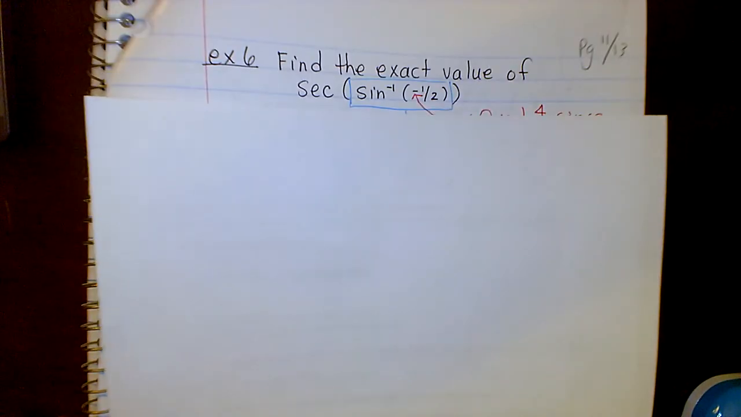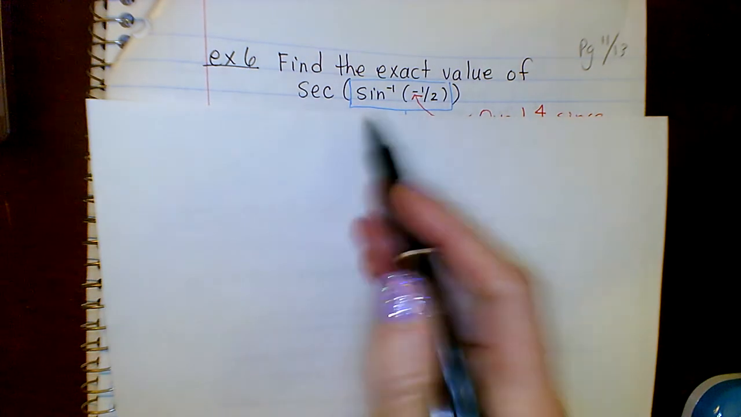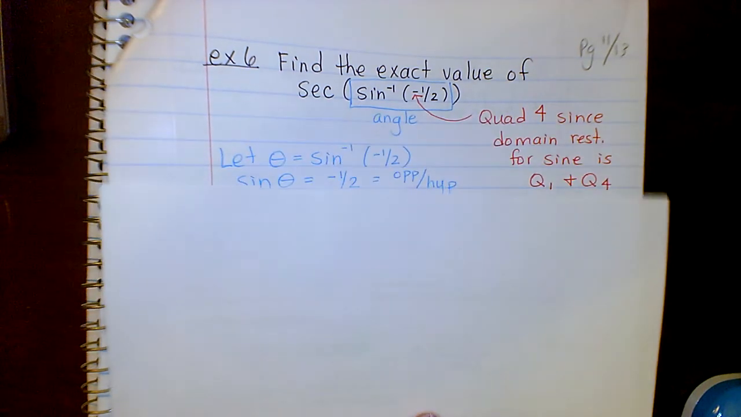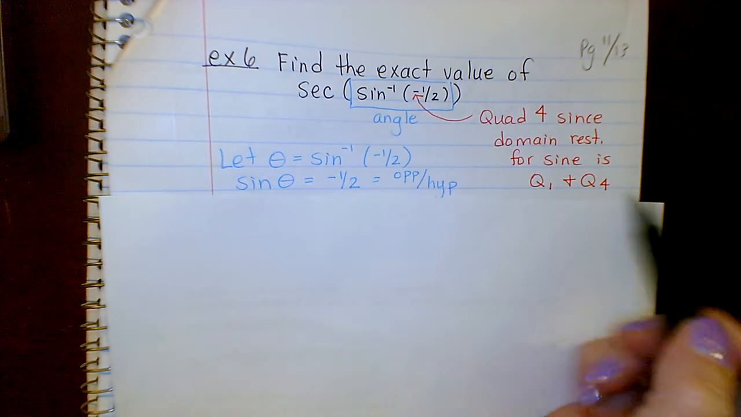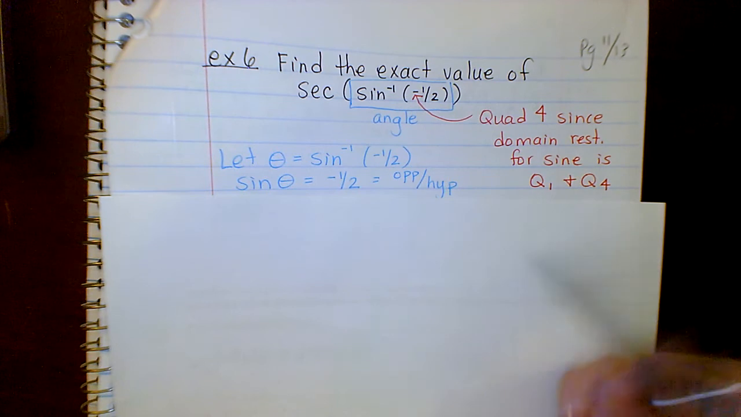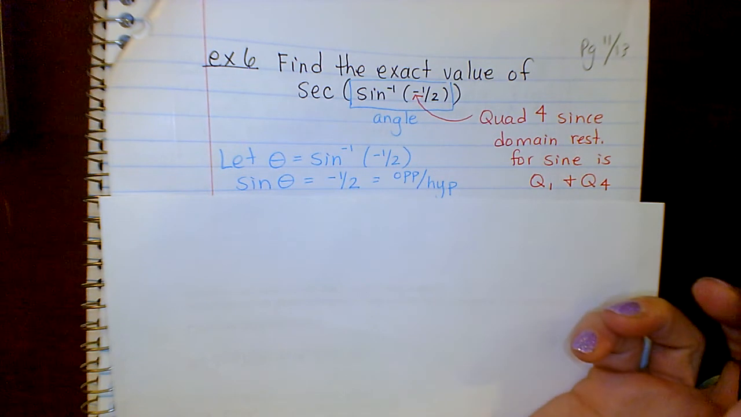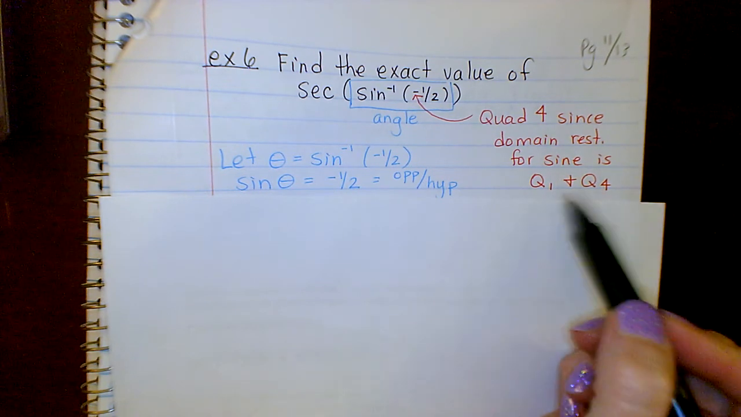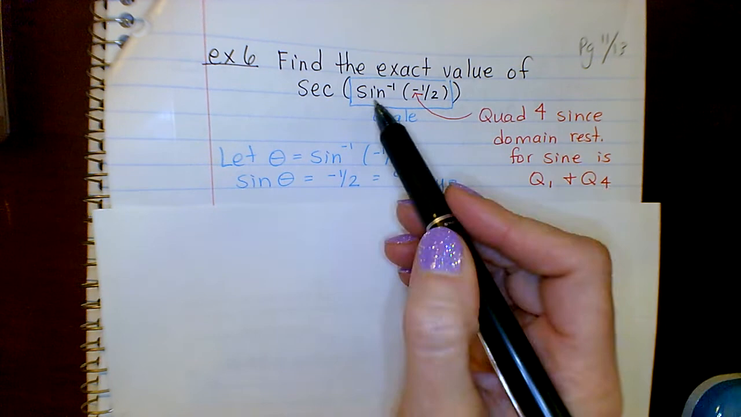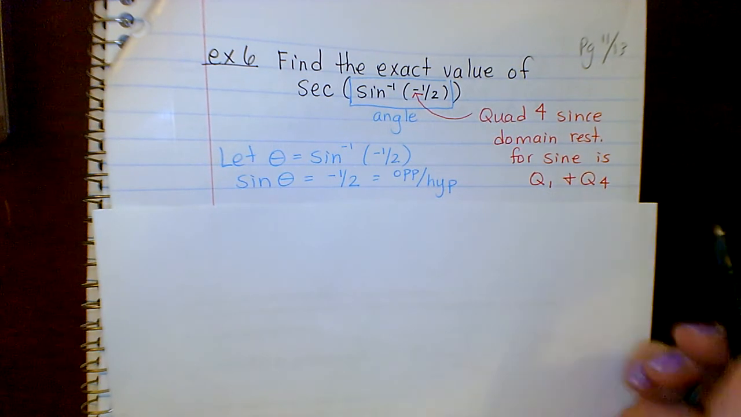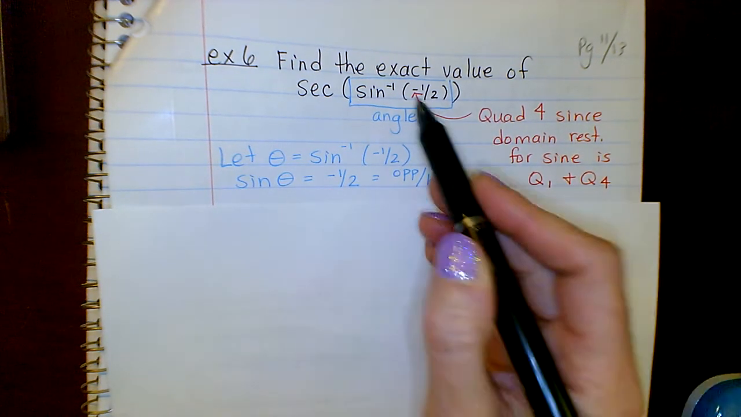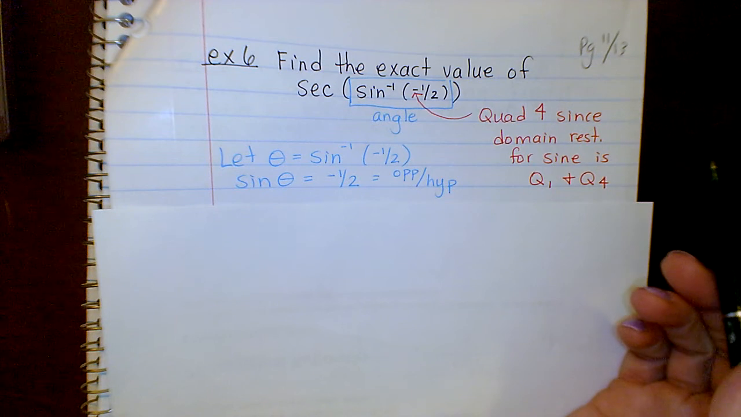Let's do another one of these because I know these can be kind of tricky. All right, you guys know what to do by now. This inverse sine, its domain restriction is quadrants 1 and 4. It's from negative pi over 2 to pi over 2. So it's either quadrant 1 or quadrant 4. The sine function is positive in 1, negative in 4. Because that's a negative, we're going to be in quadrant 4.